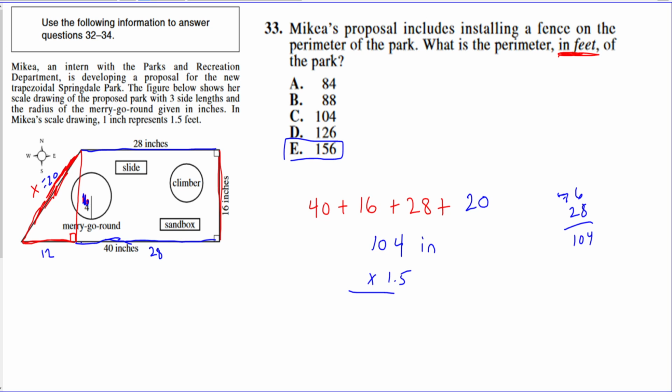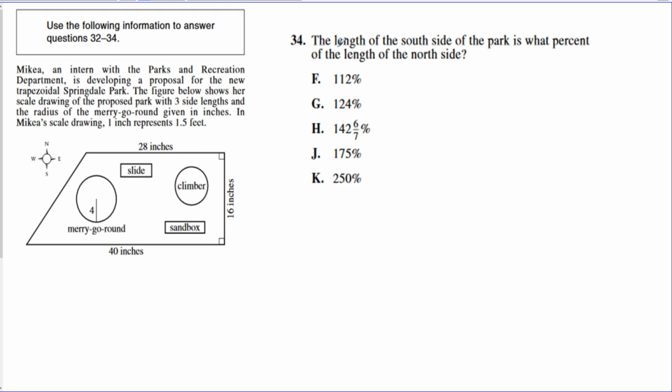Okay. Last problem dealing with this shape. The length of the south side of the park is what percent of the length of the north side? Okay, so here's how we're going to do this. I'm a big fan of is over of and percent over 100 for any percent problem, because I'm seeing those words show up in here again.